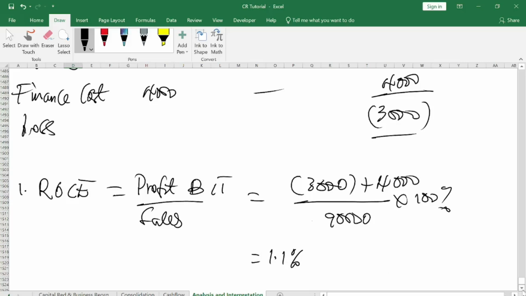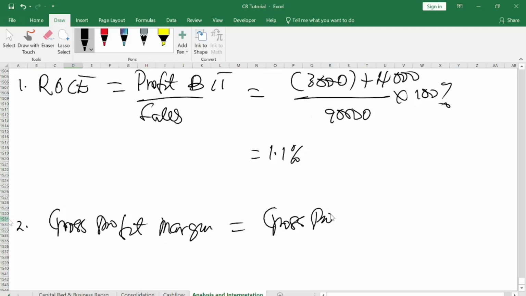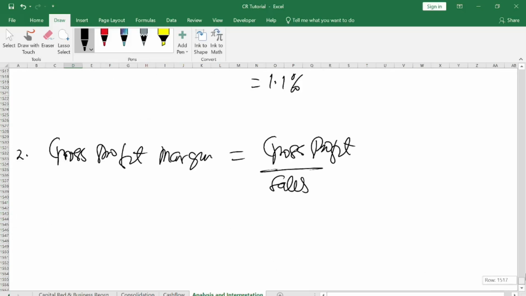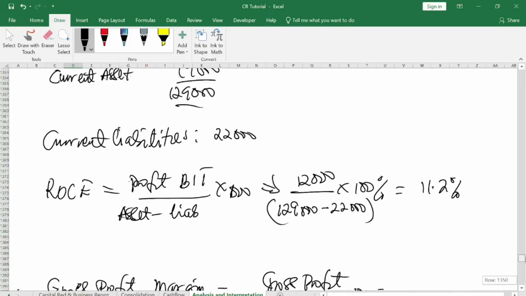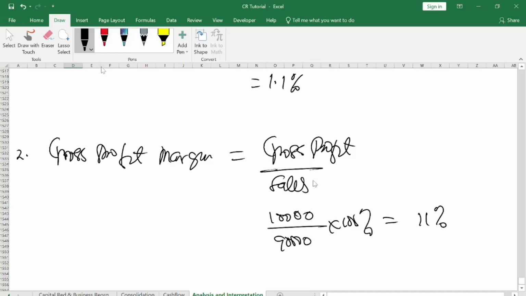Okay, let's go to the next one. Gross profit margin, which is gross profit over sales. The gross profit, as we calculated here, is 10,000. So 10,000 all divided by sales. Sales is 90,000 as we calculated, times 100. What do you have? 11.1%.